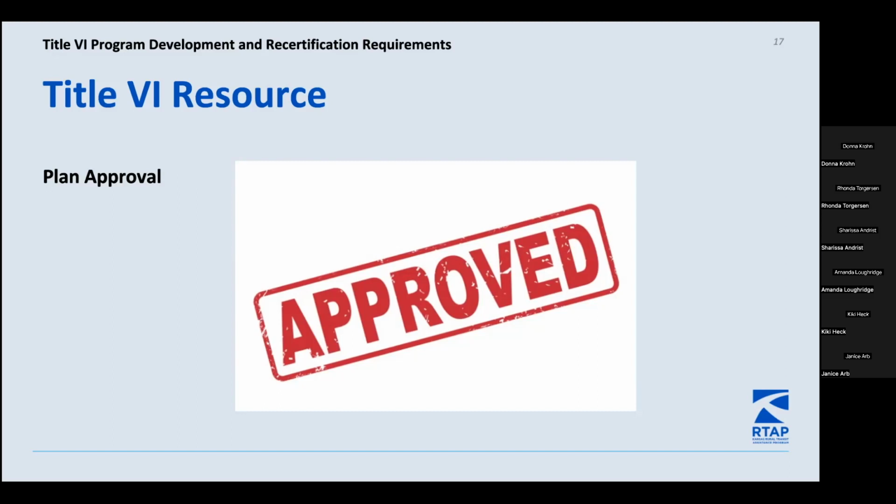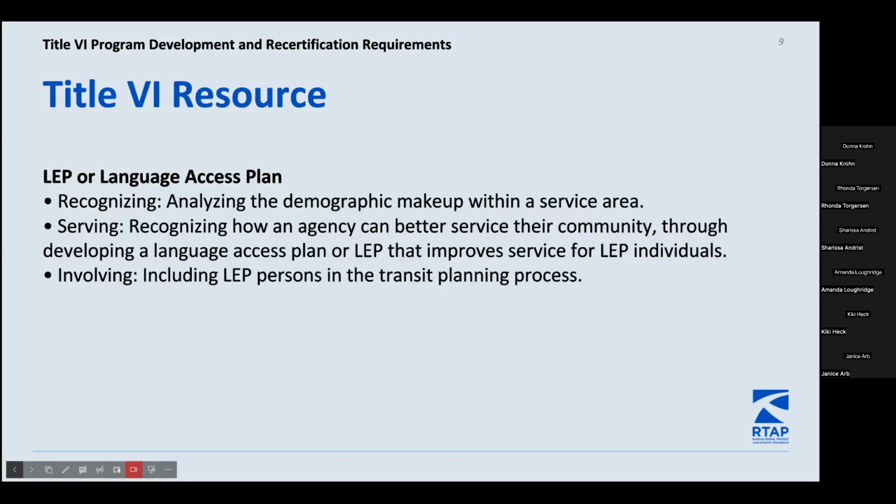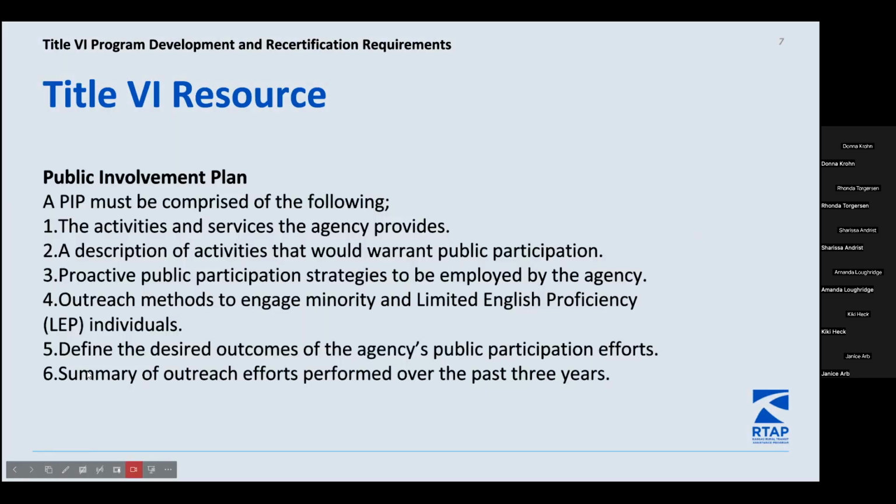And something I don't think I touched on a little bit ago, in the public engagement plan, I think it's the 6th bullet point, they cover, maybe I should go back. Give me 1 second. I do want to touch on that. Oh yeah, the 6th bullet point is a summary of outreach efforts performed over the past 3 years. So like we talked about with monitoring complaints, you also need to monitor the good things you're doing too. So what outreach have you performed over the past 3 years?